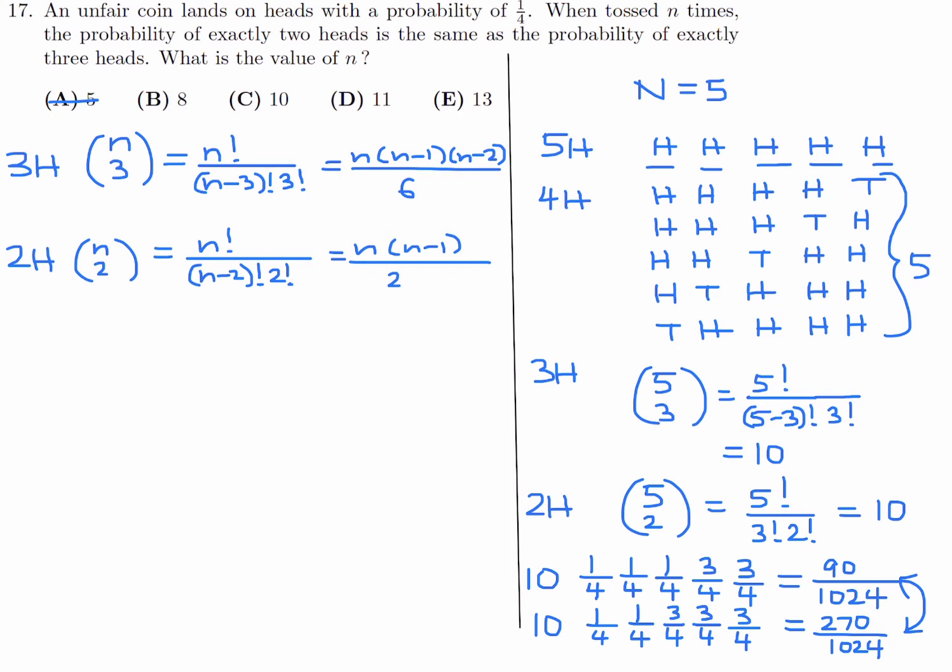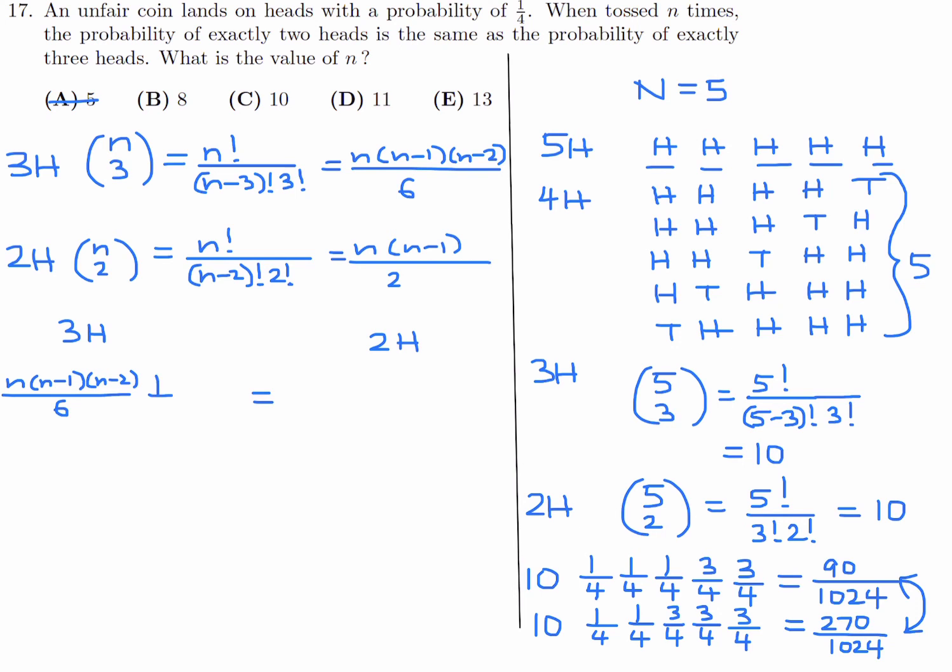Okay, so now we're ready for this part of the question where you have to look at the probabilities. So we want 3 h's, that probability, to be equal to the probability of 2 h's. So what is the probability of 3 h's? Well, first we have to take the big bag number here. So that is n times n minus 1 times n minus 2 over 6. That was represented by a 10 over there, but this time we don't know what n is.